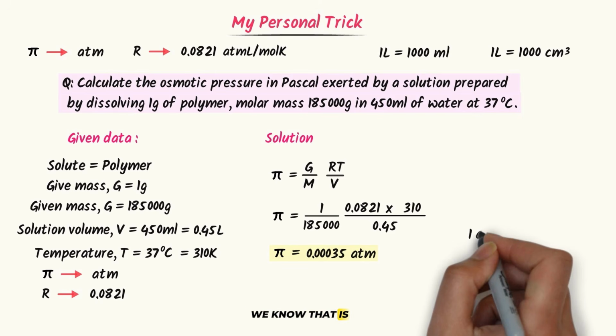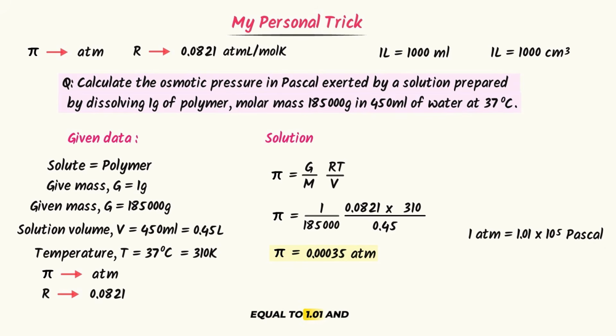Now I will convert this value to Pascal. We know that 1 atmosphere is equal to 1.01 into 10 raised to the power 5 Pascal. I write pi is equal to 0.00305 into 1.01 into 10 raised to the power 5. After calculation, I get 30.80 Pascal. Thus, the osmotic pressure of polymer in 450 ml solution is 30.80 Pascal.